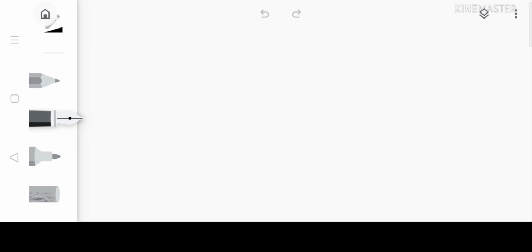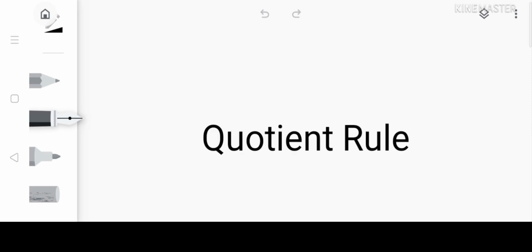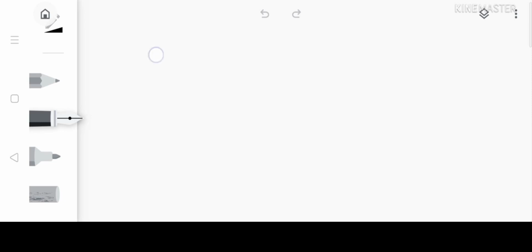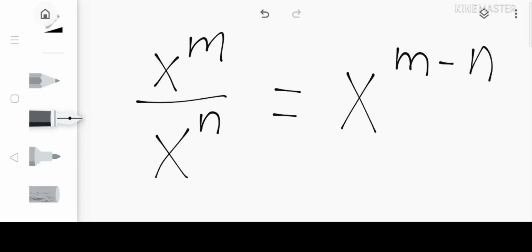So, gagamitin ulit natin ang mga laws of exponents in dividing like the quotient rule. So, x raised to m over x raised to n is equal to x raised to m minus n. So, in multiplying, we are adding the exponents. And then for dividing, we are subtracting the exponent.